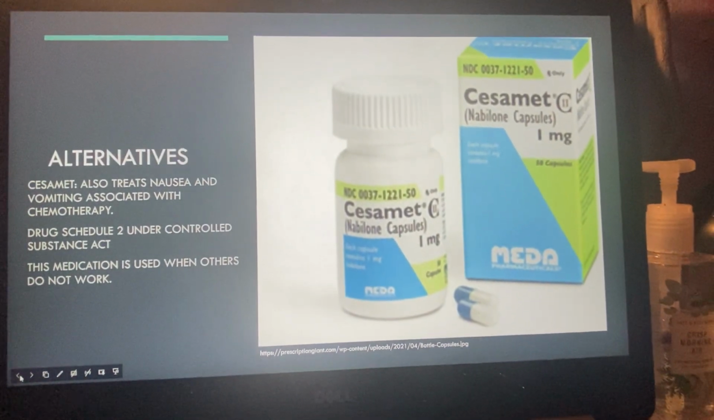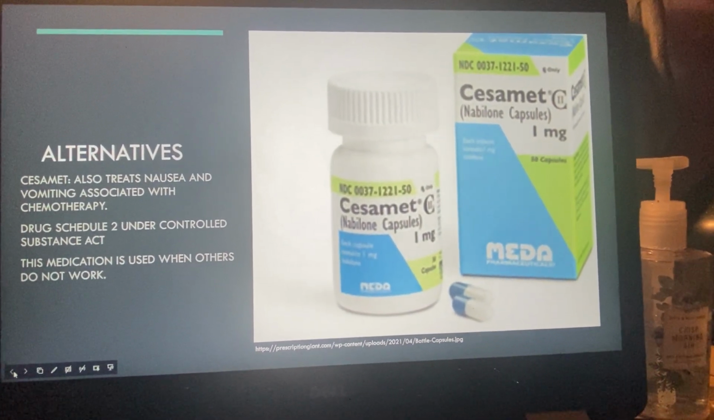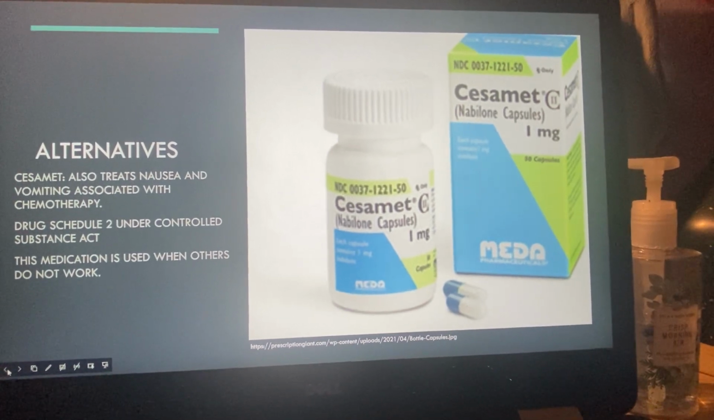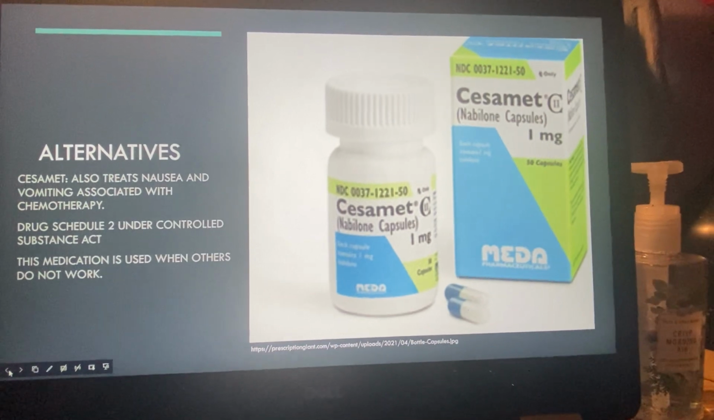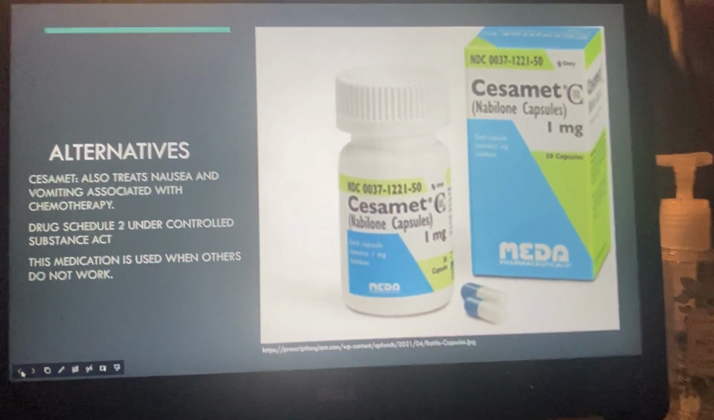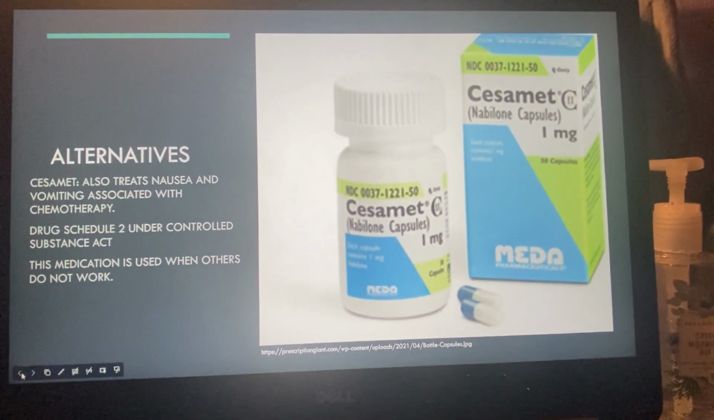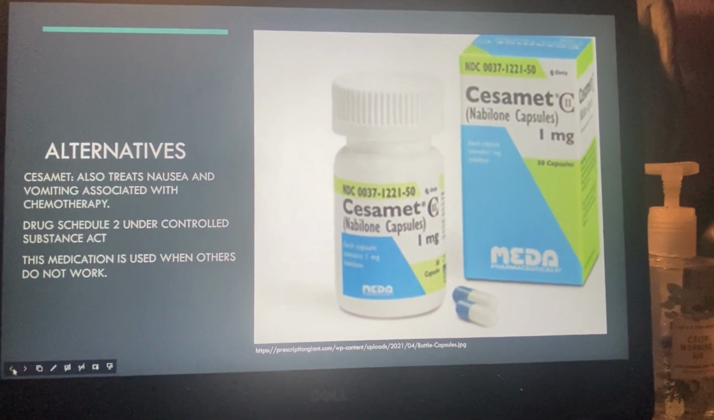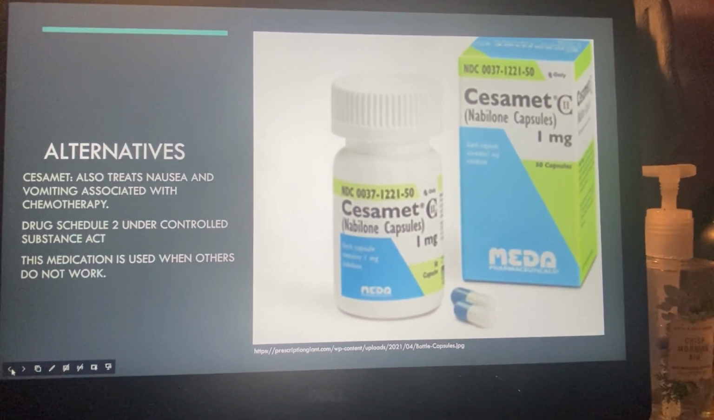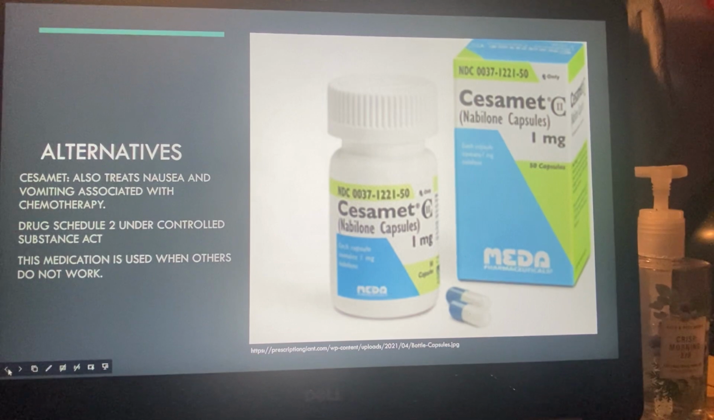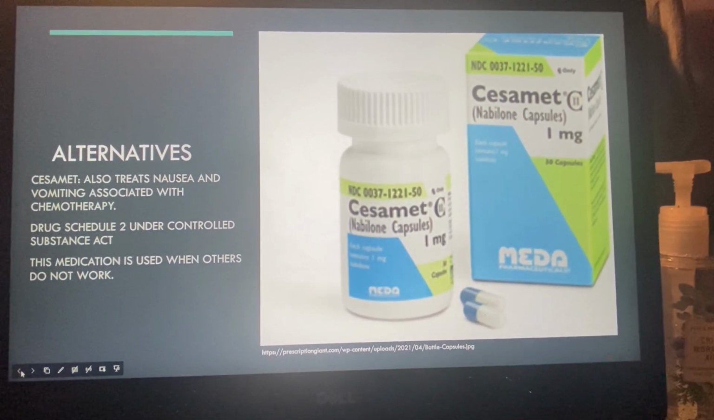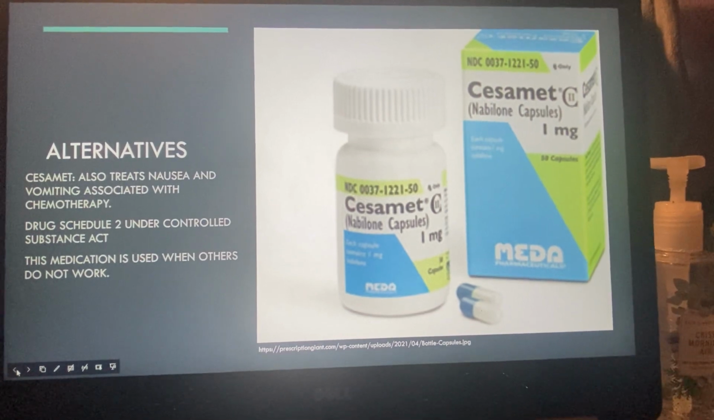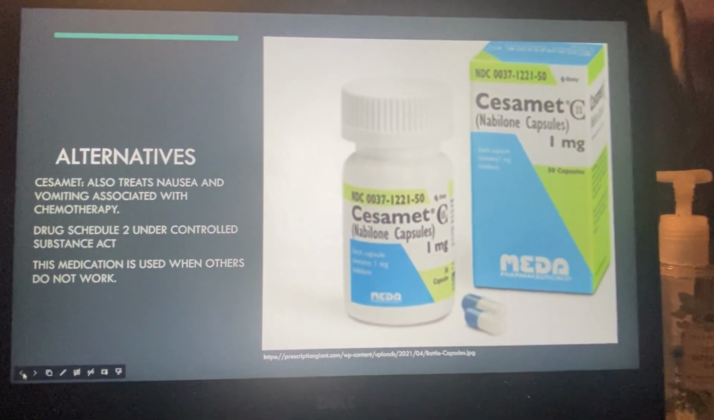So one alternative is Cesamet, which also treats nausea and vomiting associated with chemotherapy, and the difference is this is under Schedule 2 in the Controlled Substance Act. So this medication is usually just administered if other drugs have not worked.